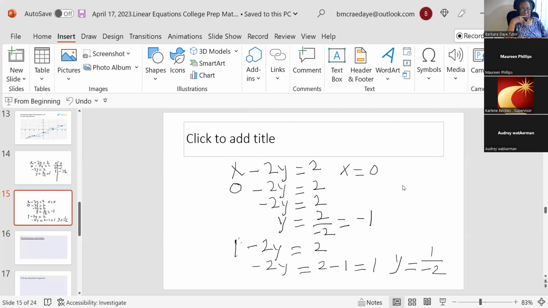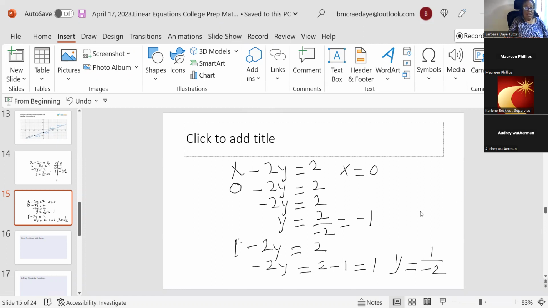I think so. Maureen, you follow? Yeah, this is solving just like we did before. The only difference is that you have two variables here, and I'm giving you a value for one variable, and I say solve that other variable. So I say if x is 0, what is y? If x is 0, y is a -1. If x is 1, now I put a 1 for the x, what is y? Y is a -1/2.